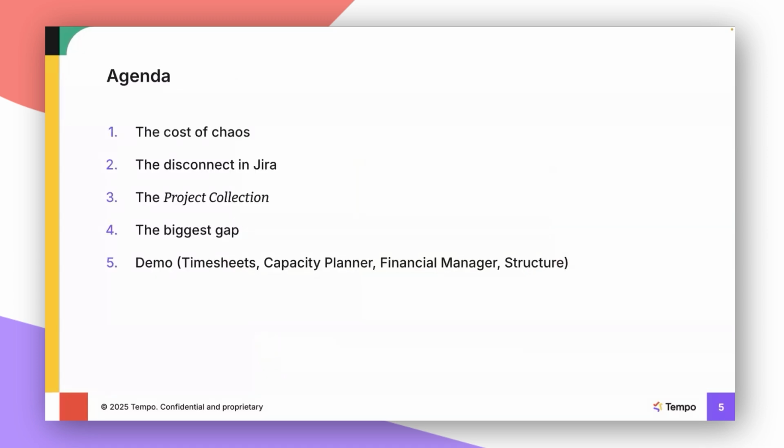Now, here's what we'll cover today. First, we'll talk about the cost of chaos that occurs when projects lack that connected data between time, capacity, and money. Then we'll look at the disconnect in Jira and how that creates blind spots. And from there, I'll formally introduce the project collection made up of timesheets, capacity planner, and financial manager, and call out the biggest gap we see: aligning plans with actuals. And after that, we'll go into our demo, which will show how these interconnected tools make Jira the best that it can be.